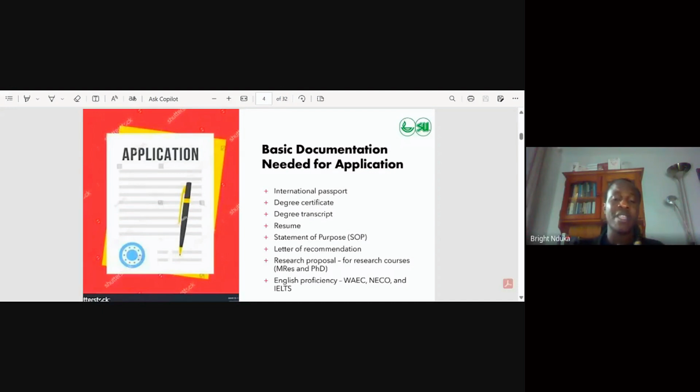Then letter of recommendation. Now, letter of recommendation, usually you need to have one academic letter of recommendation and one professional letter of recommendation. What do I mean by academic and what do I mean by professional? So an academic letter of recommendation is a letter from someone who has taught you in your previous educational journey.